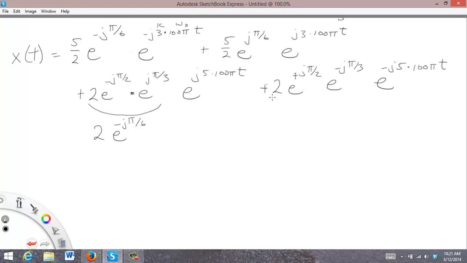And likewise, e to the positive j pi over 2 minus pi over 3 becomes 2 e to the positive j pi over 6. So it's a little confusing that I have the same angle, phase, for both of these terms, although these end up being the opposite sign. Here for the positive k I have a positive pi over 6, and here for the positive k I have a negative pi over 6. And I know some people in class were confused about that, but it just comes from combining these two things to get a single angle. And that's it.